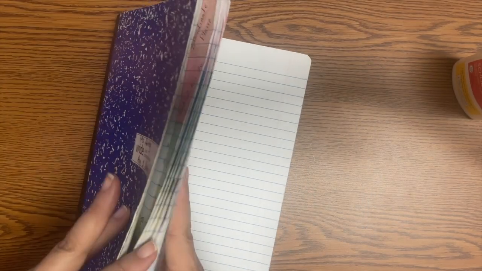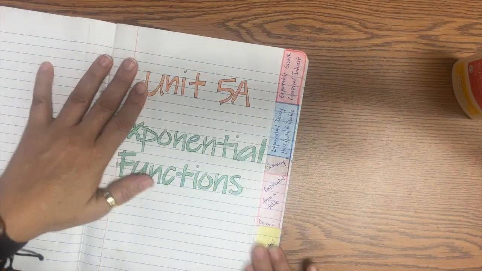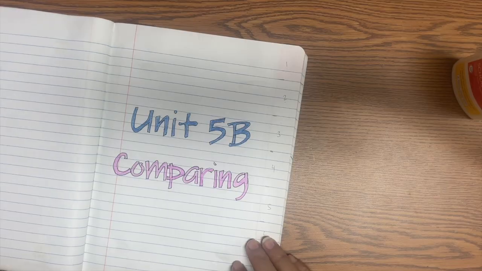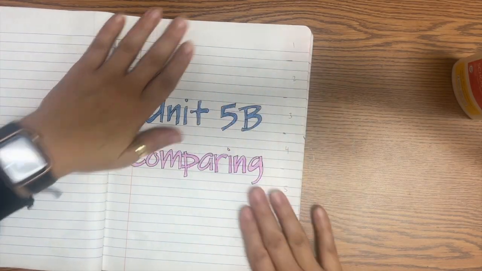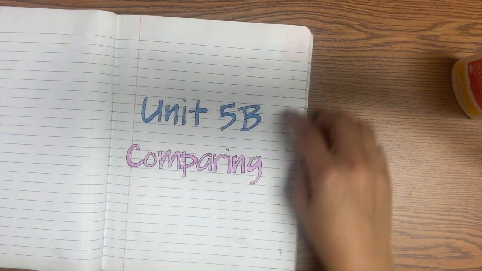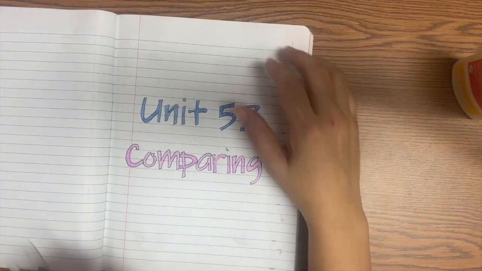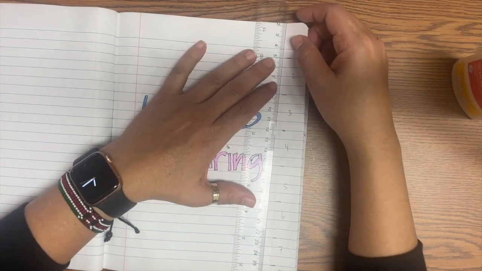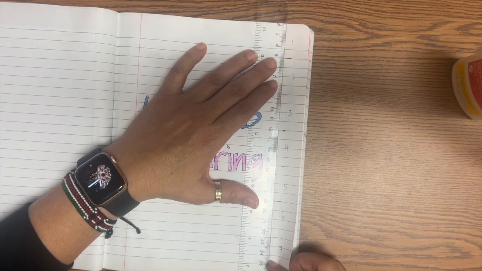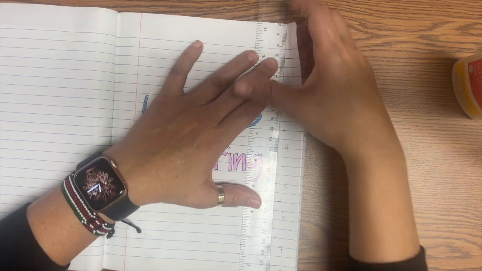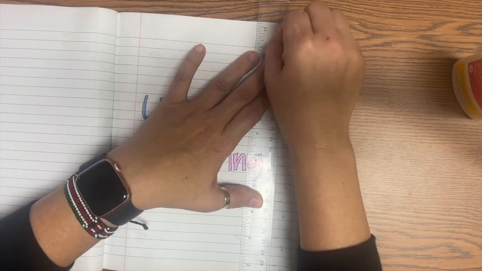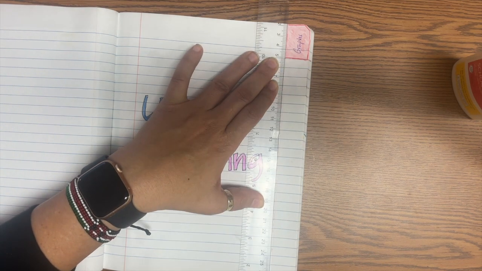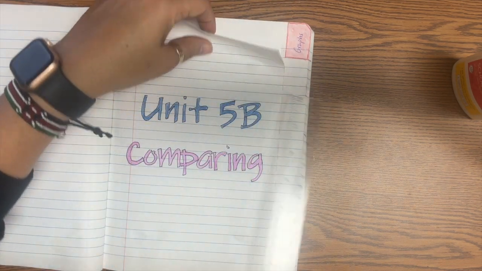All right, so once it's glued in, we can cut our tabs. All right, and as we cut our tabs, they should start to appear. So on the first one where it says Unit 5B comparing, you cut this one all the way down. So you line up your ruler with that line that you see right there. Put pressure in your left hand with your right hand, pull towards the ruler and down. Okay, first tab has appeared.